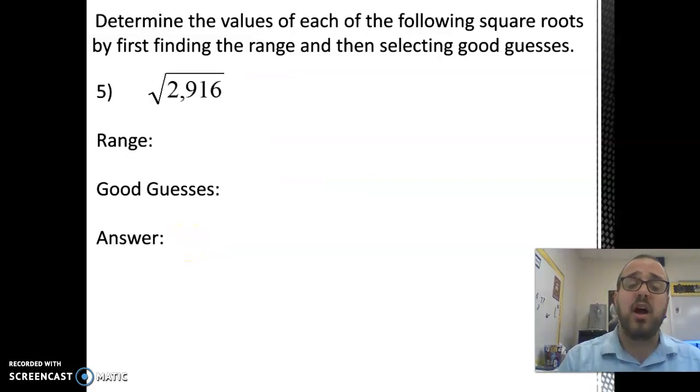All right, last one for you to try. Go ahead and try this one. Tell me your range, your good guesses, and answer, and then we'll meet back and make sure we're all on the same page.